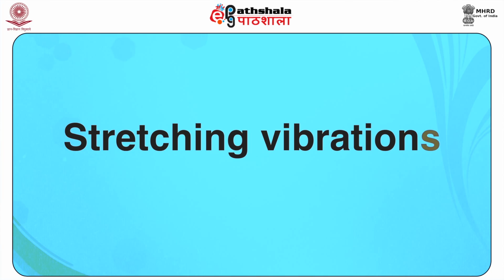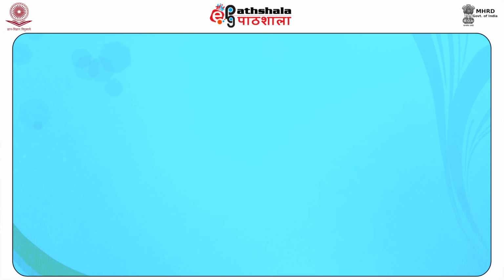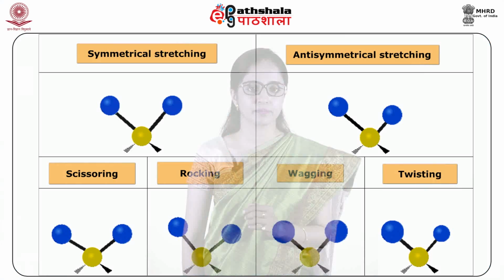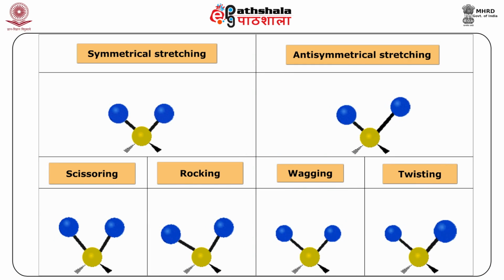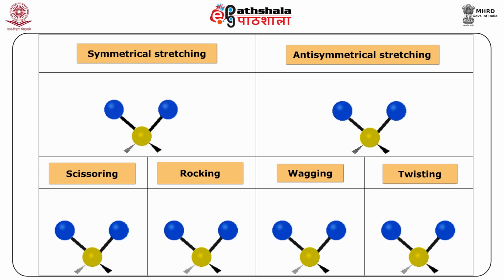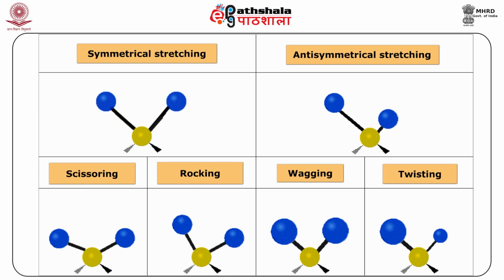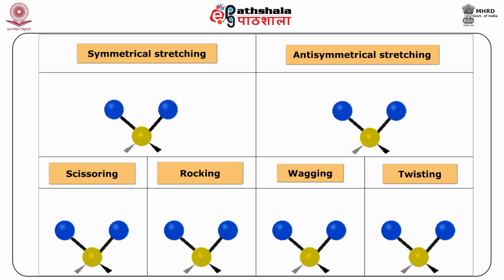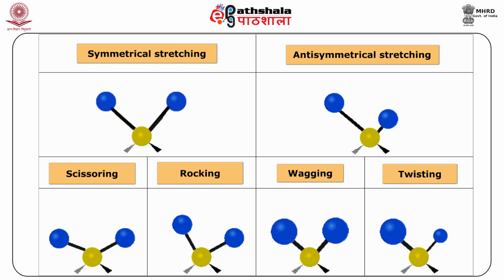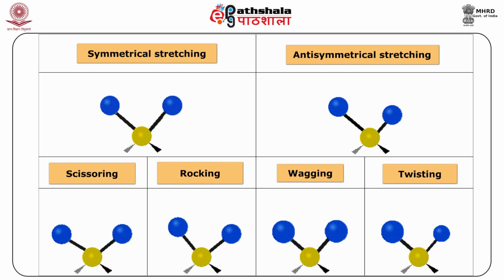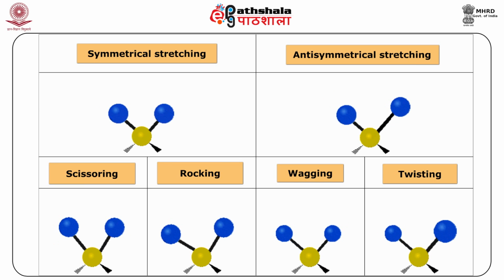Now, let us come on to the stretching vibrations. It involves a rhythmic movement along a bond axis with a subsequent increase and decrease in the bond length of a particular molecule. Stretching vibrations are of two types, symmetrical stretching and asymmetrical stretching. Now, this is clearly shown in the figure. First you are seeing the symmetrical stretching, and in the other one you are seeing the asymmetrical stretching, and this belongs to the water molecule.